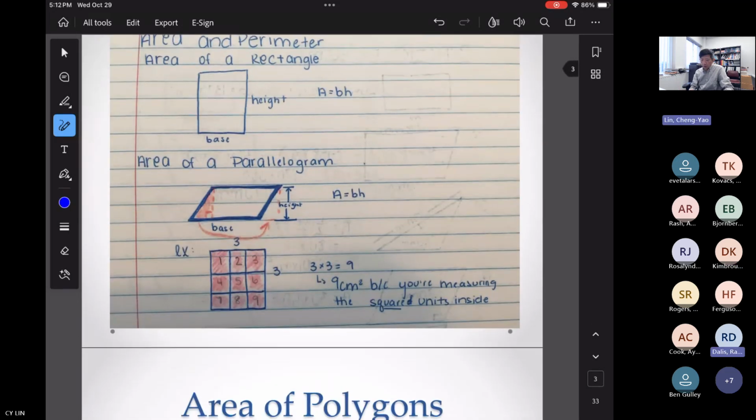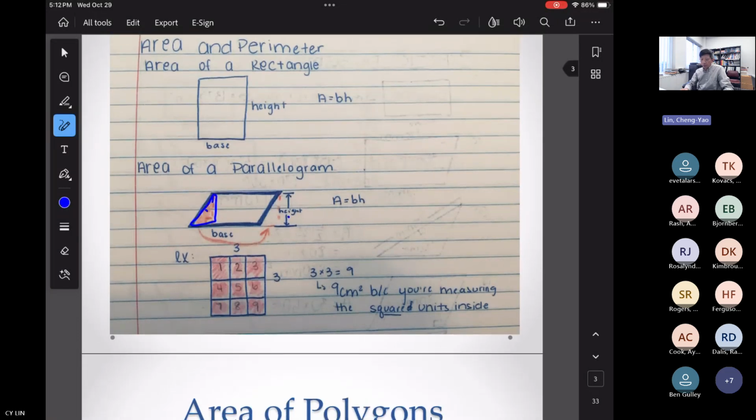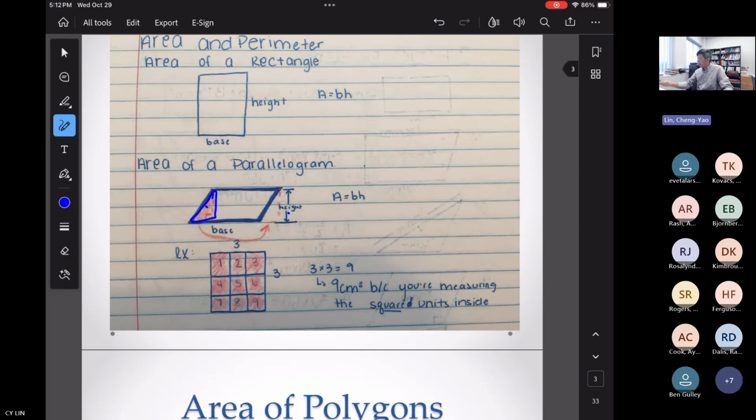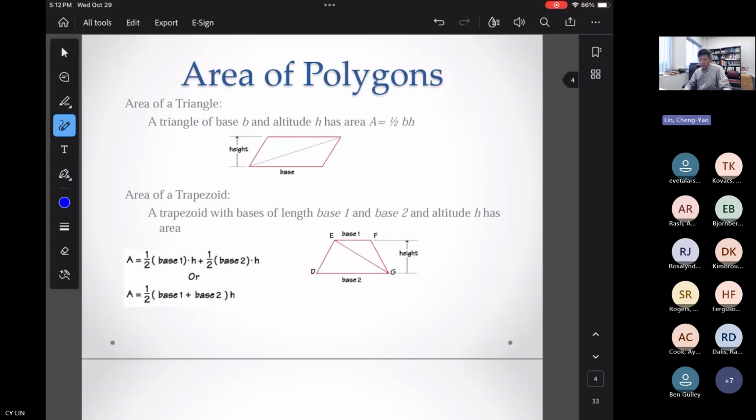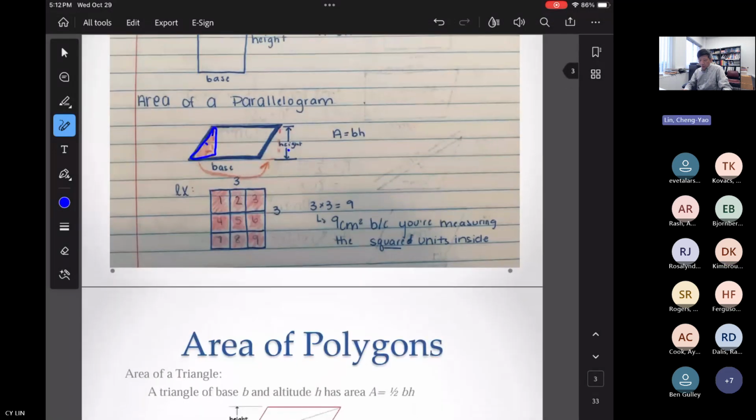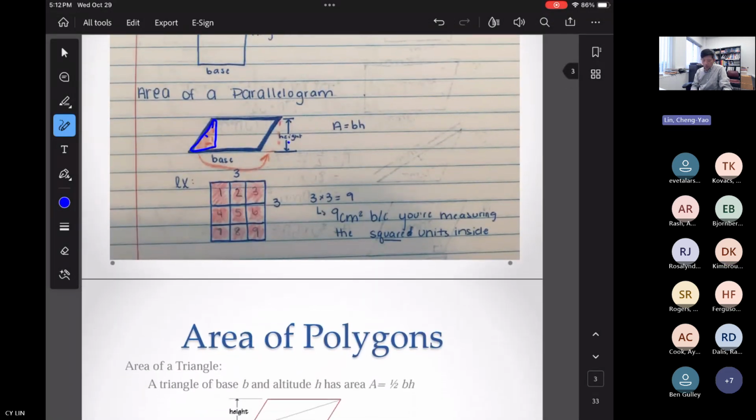And then here is another picture you can see. I move here and over there, right? And therefore, they have the same area. So that's why they have the same formula. And next one, area of a triangle. Do you still remember what the formula is?